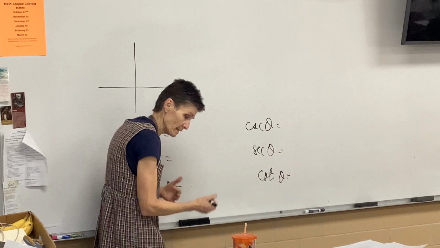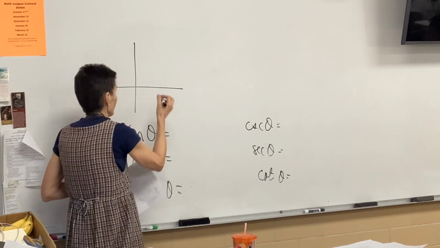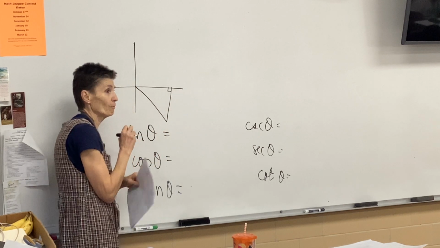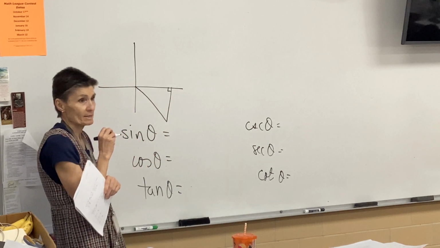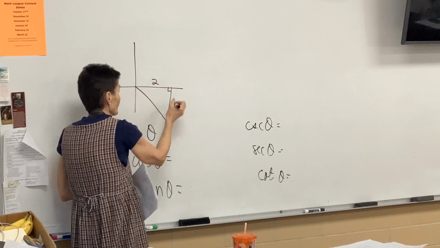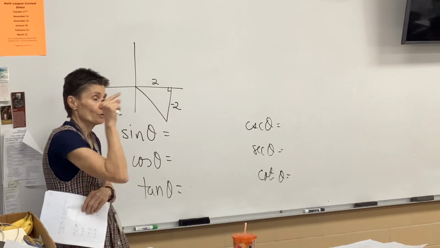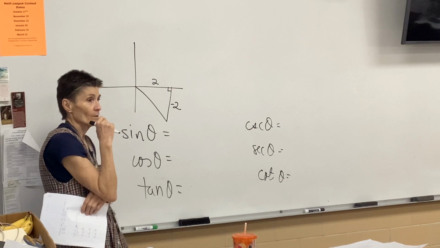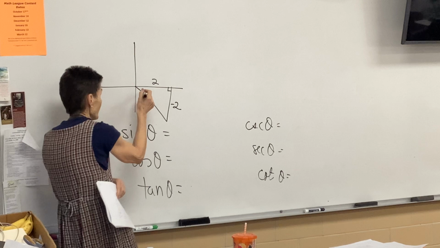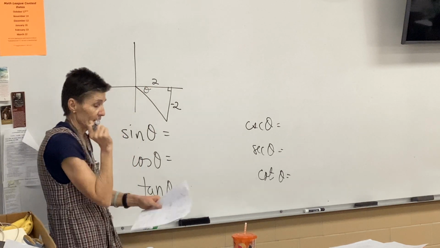Where is the point (2, -2)? In the 4th quadrant. So remember our butterfly bow tie we talked about yesterday. I'm going to draw the 4th quadrant piece of that, because the point (2, -2) is in the 4th quadrant. So x is 2, y is -2. Theta is always the angle at the origin. So now it's easy.